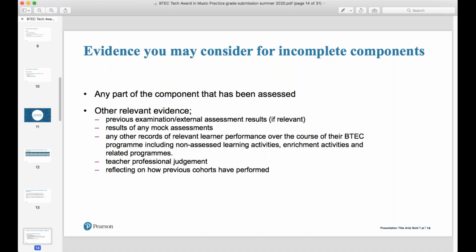Let's go on to look at the evidence that you might consider for incomplete units. That can be any part of a component that has already been assessed, and other relevant data and evidence that you may hold. This may include previous relevant exams or external assessment results, results from mock assessments, non-assessed learning activities, such as things that they've done in class, enrichment and related programs, your professional judgment, and also comparing to previous cohorts.